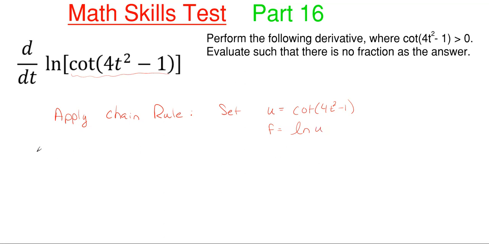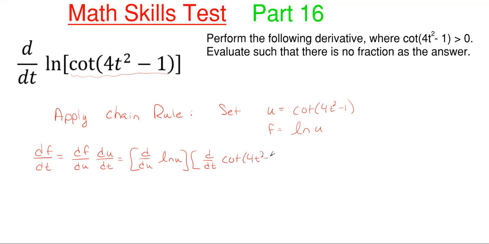Alrighty, so when we apply the chain rule, this derivative now is the derivative of f with respect to t. And this is going to be the derivative of f with respect to u multiplied by the derivative of u with respect to t. So writing all this out, we have d du of the natural log of u, and then all of that multiplied by d dt of the cotangent of 4t squared minus 1.